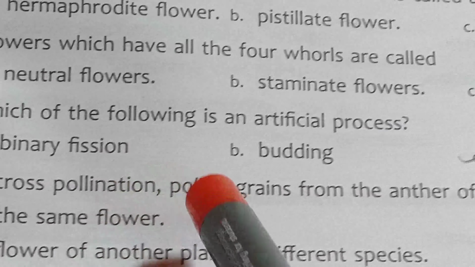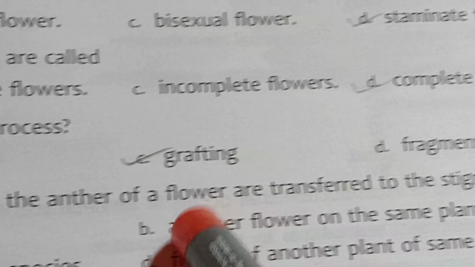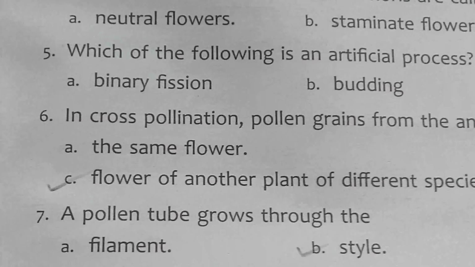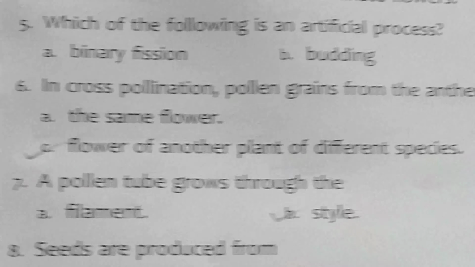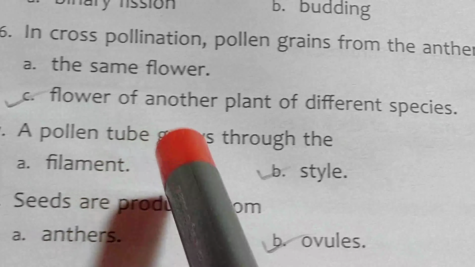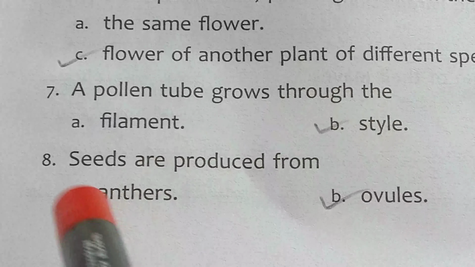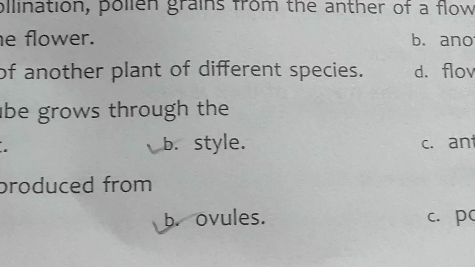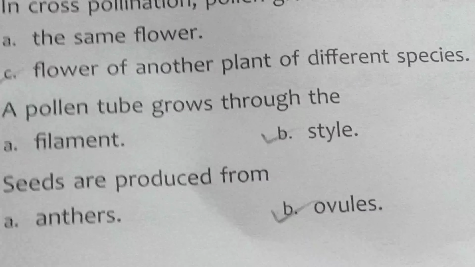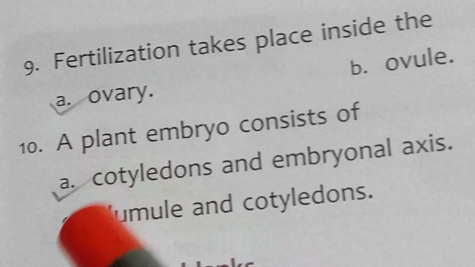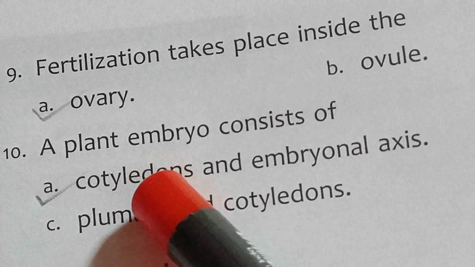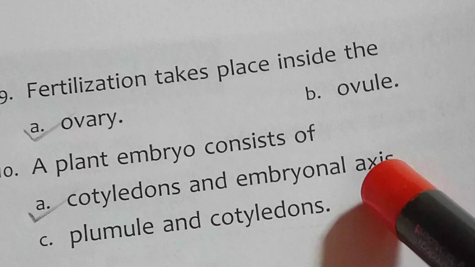In cross-pollination, pollen grains from the anther of a flower are transferred to the stigma of a flower of another plant of the same species. Next, a pollen tube grows through the style. Seeds are produced from ovules. Next, fertilization takes place inside the ovary. And the last one, a plant embryo consists of cotyledons and embryonal axis.